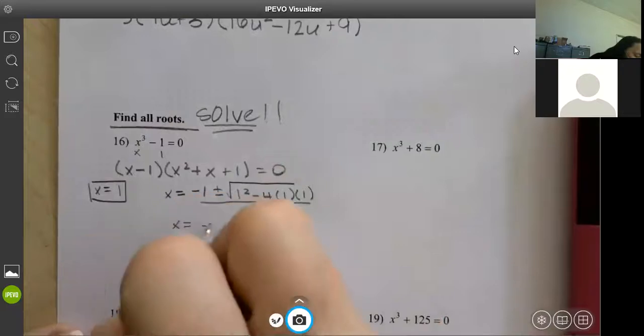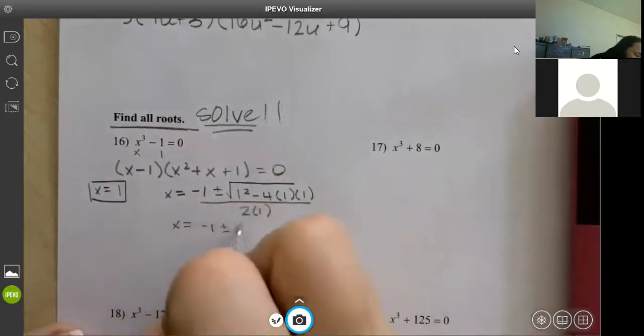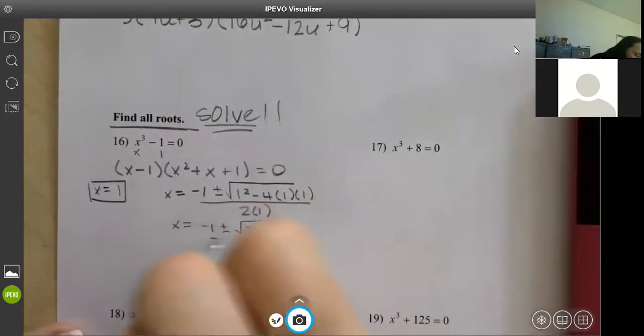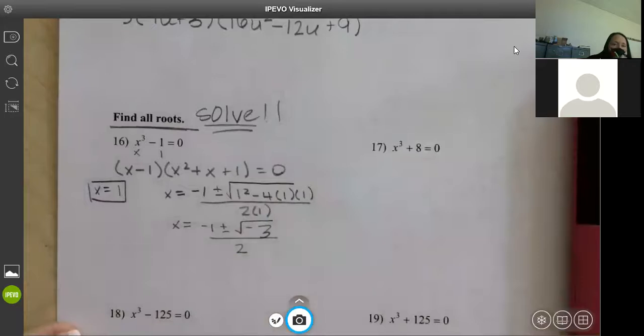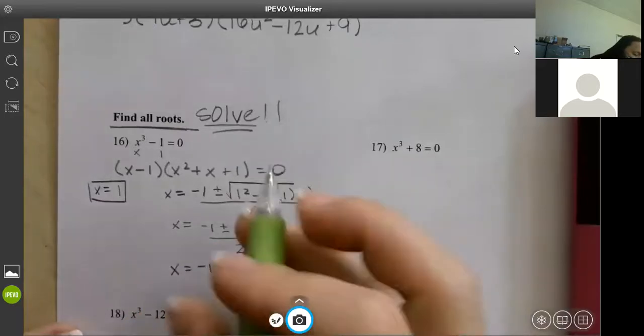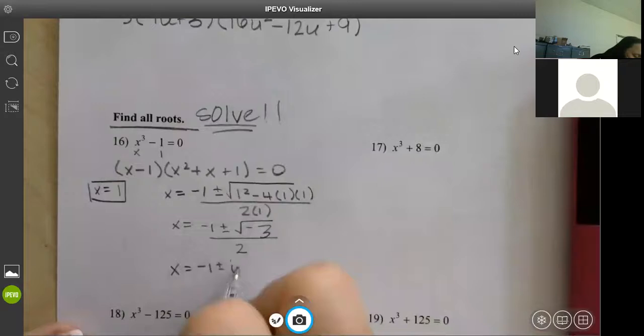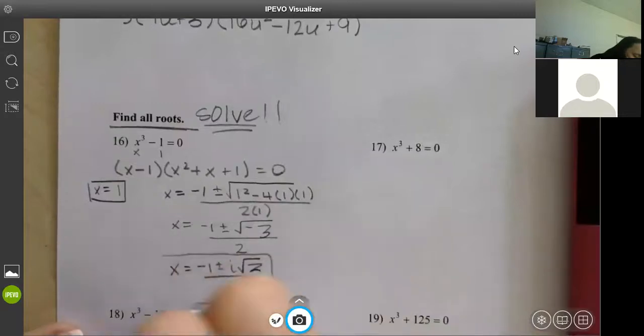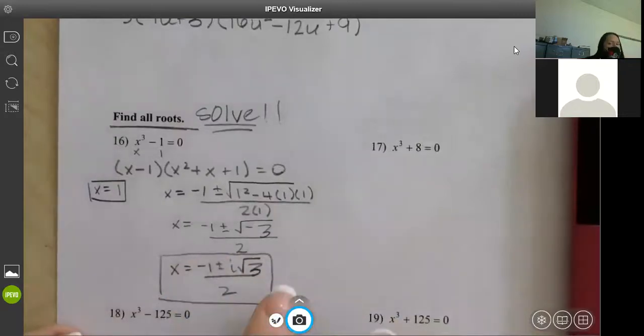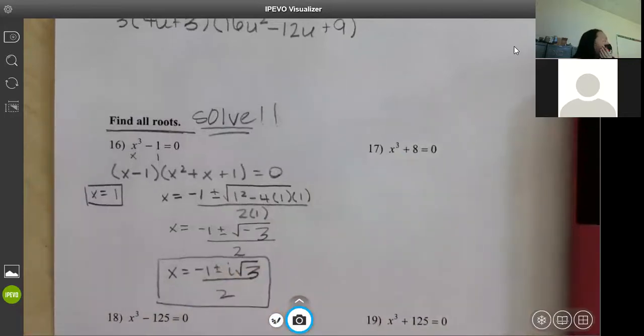So x is equal to negative 1 plus or minus. This will give us the square root of negative 3 over 2. And the way I fix it is I pull out the negative 1, with an i. Nothing else will reduce. That is your other 2 answers, negative 1 plus i square root of 3 over 2 and negative 1 minus i square root of 3 over 2. Any questions? So these are pretty easy because you don't have to do any hard work, okay?